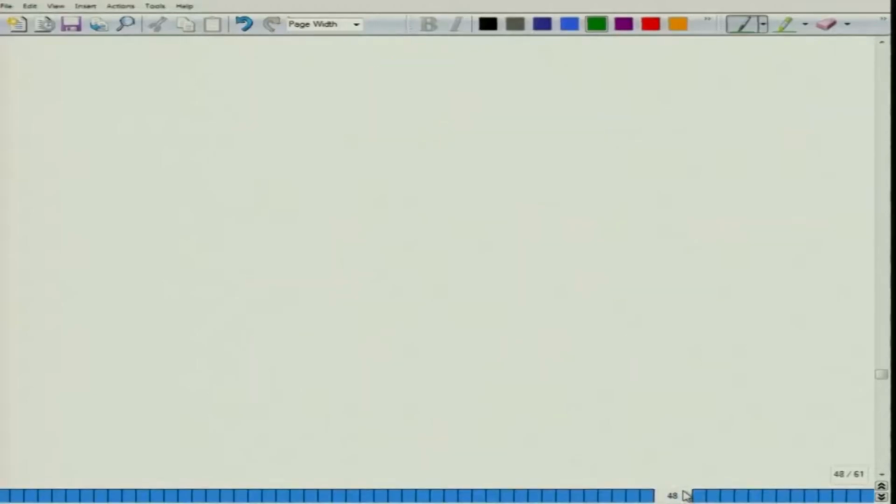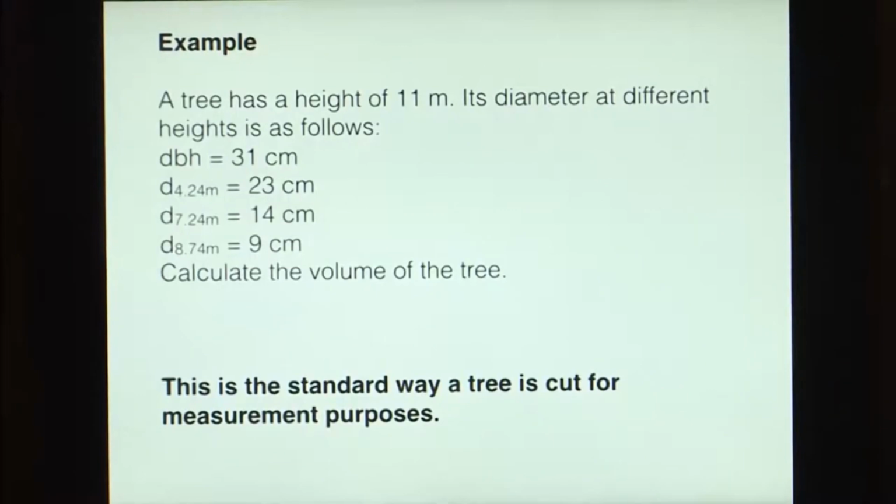So, now let us look at some numerical problems. So, this is an example problem. A tree has a height of 11 meters, its diameter at different heights is given, and we need to calculate the volume of the tree. Now, this is an example situation, but this tells us the standard way in which a tree is cut for measurement purposes. So, let us now try to solve this problem.